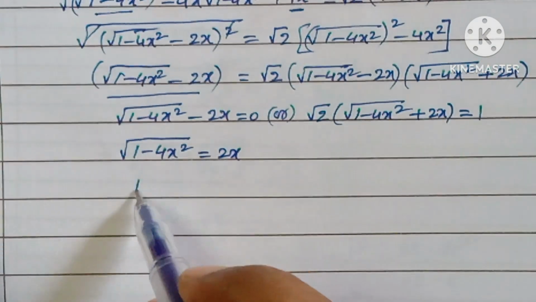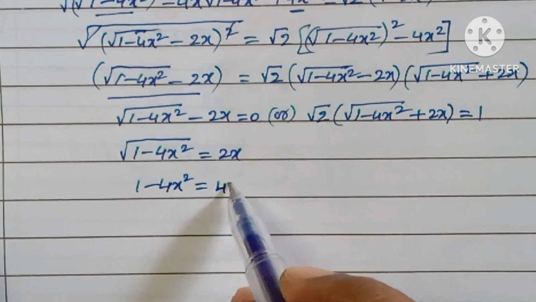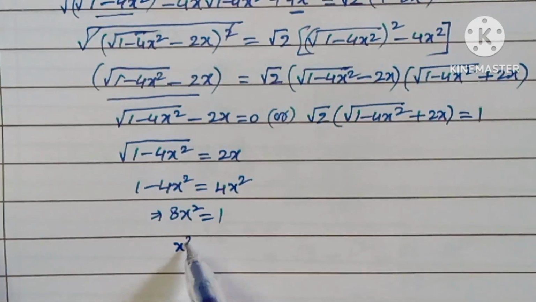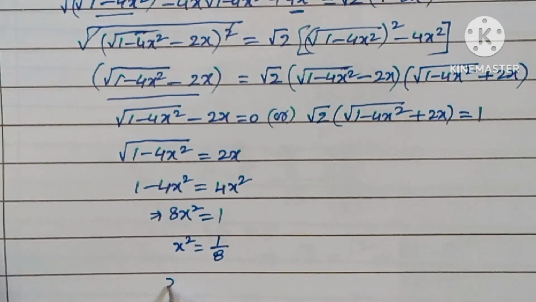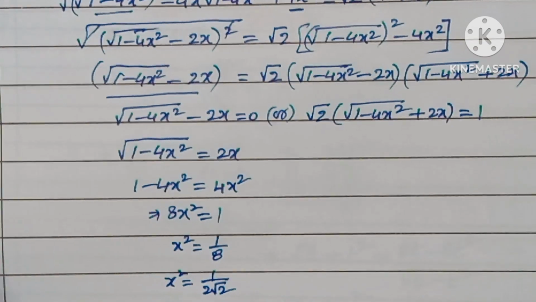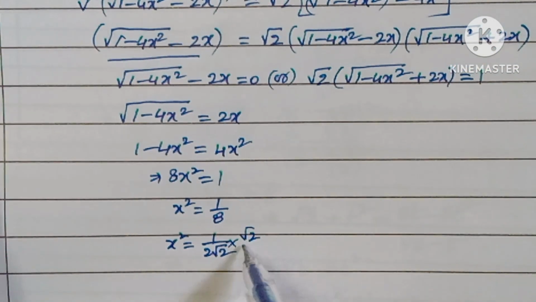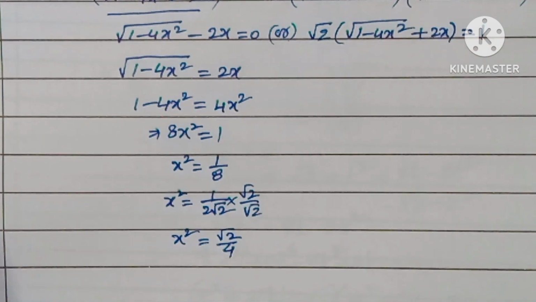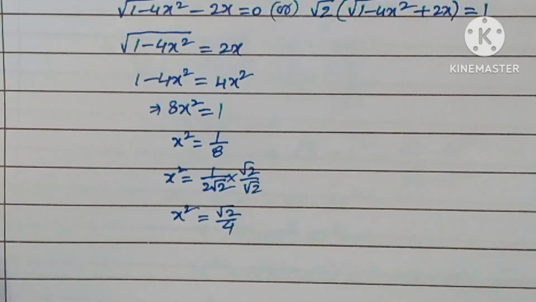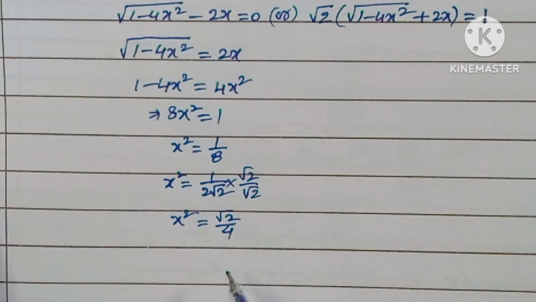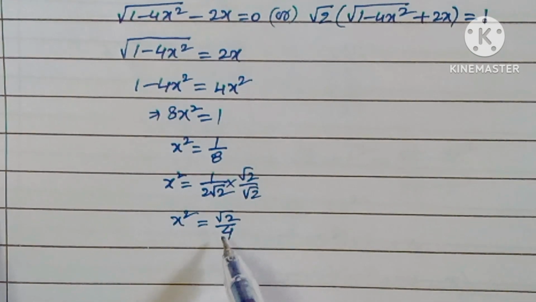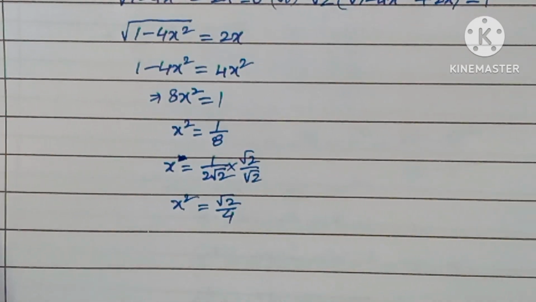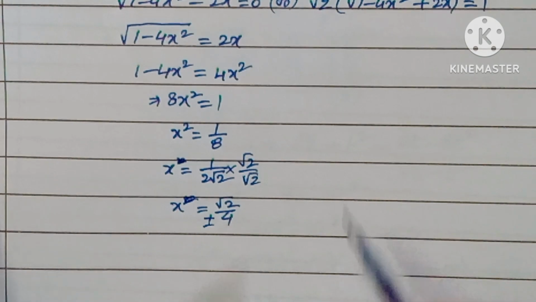Now squaring on both sides, 1 minus 4x square is equal to 4x square. That implies 8x square is equal to 1, x square is equal to 1 by 8. So this can be written as x square equal to 1 by 2 root 2. Now if you multiply with root 2 and rationalize it, x is equal to root 2 by 4. So the x value is plus or minus root 2 by 4.